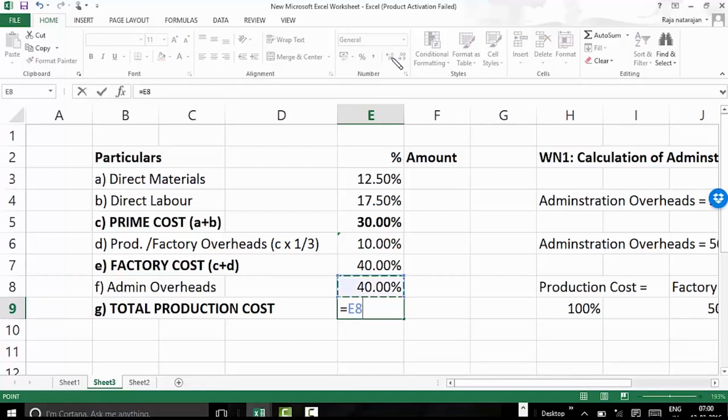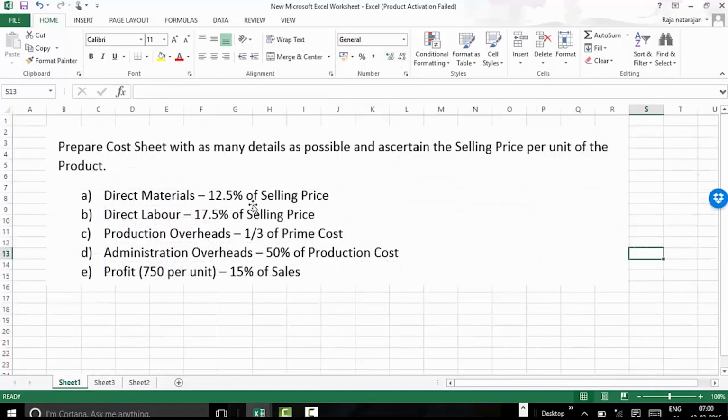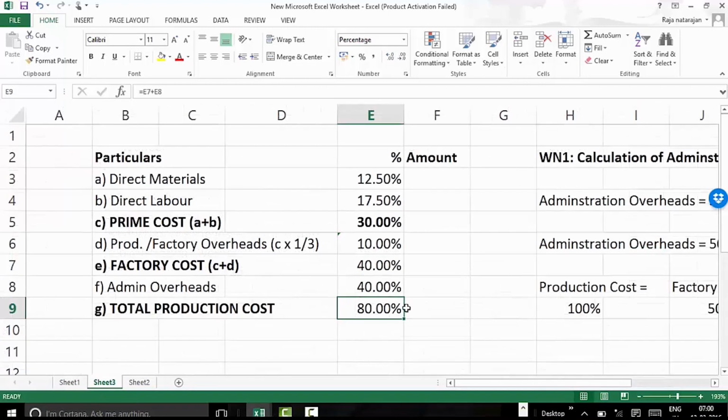Now the total production cost is the sum of factory cost and admin overheads, which is 80%. And the information you have in the question is that admin overheads is 50% of production cost. Your production cost is 80% of sales. Apply 50% on that, you are getting 40%. So what we have done is right. Okay, so we have the total production cost now.